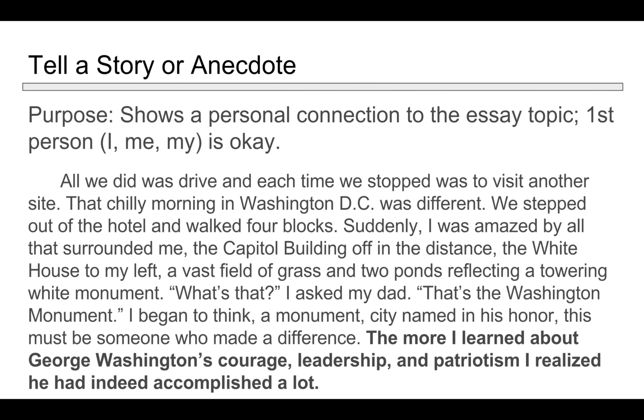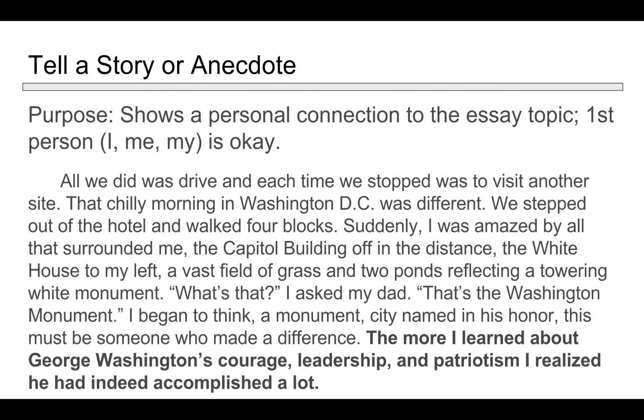The trick is that when you transition to your first body paragraph, you have to transition into the objective third person. So just make sure if you start with a personal story, you transition into third person with your first body paragraph. So here's an example.